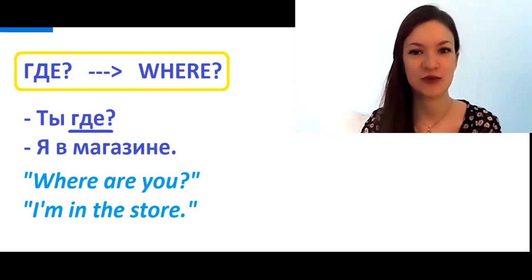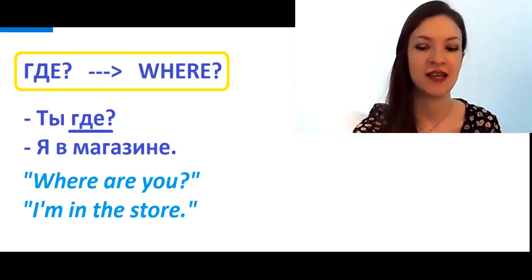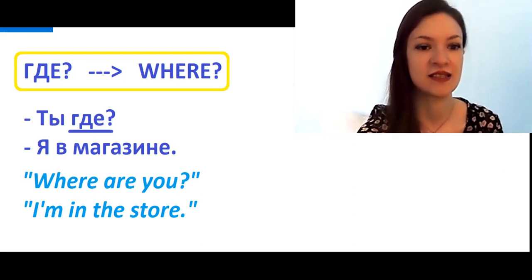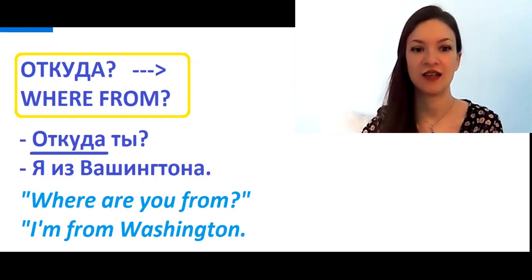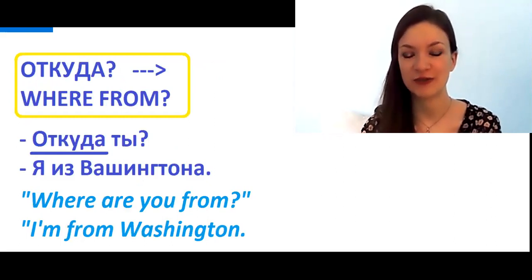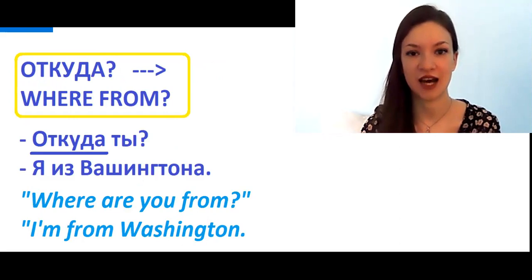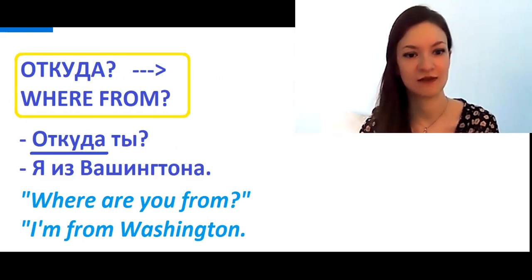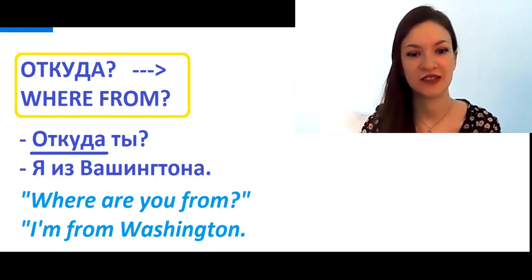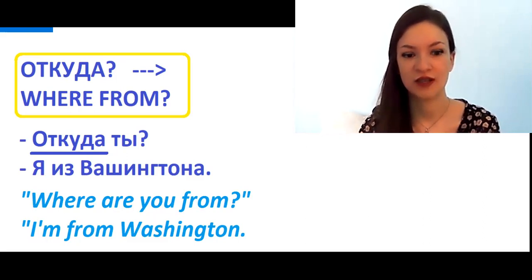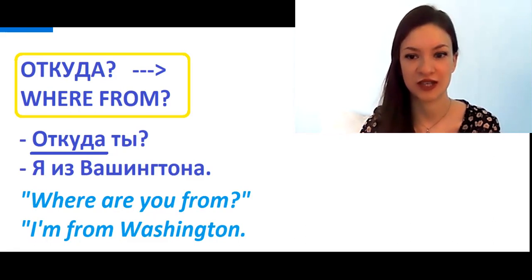And we continue with the next word, and it is откуда. Откуда means where from. And the most basic question in Russian, of course, is Откуда ты? Я из Вашингтона. Where are you from? I am from Washington.